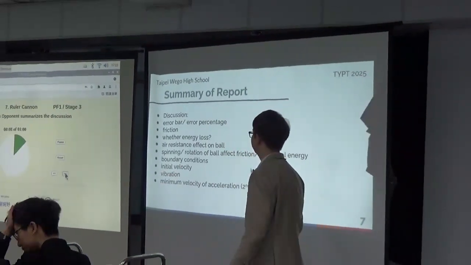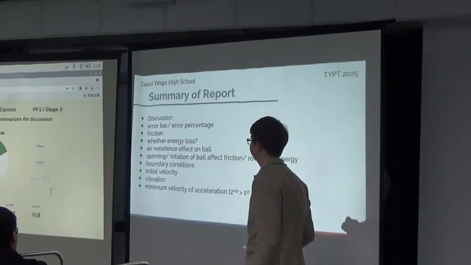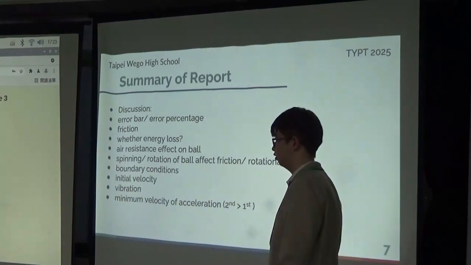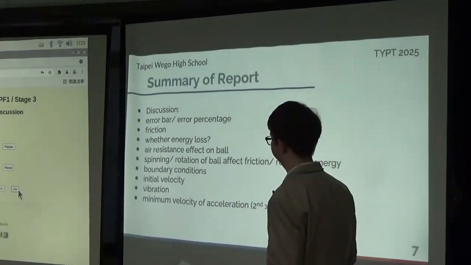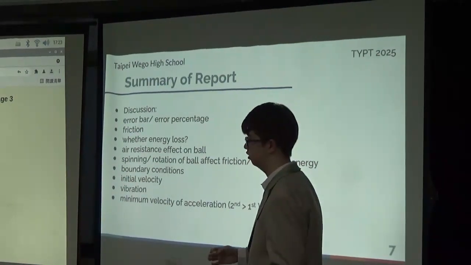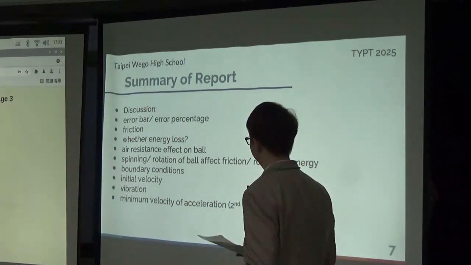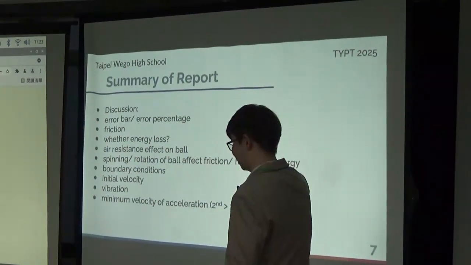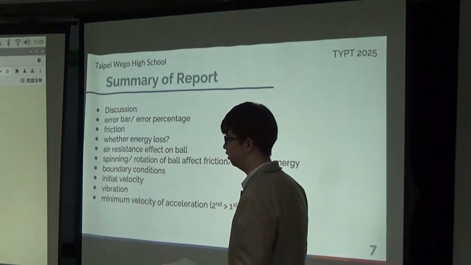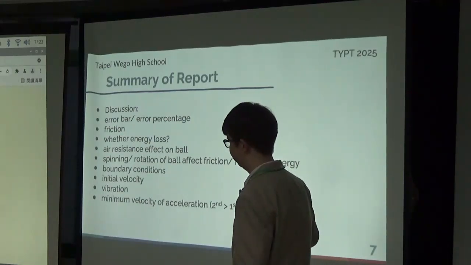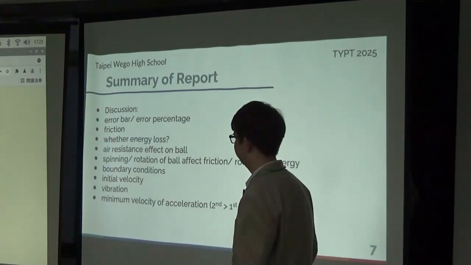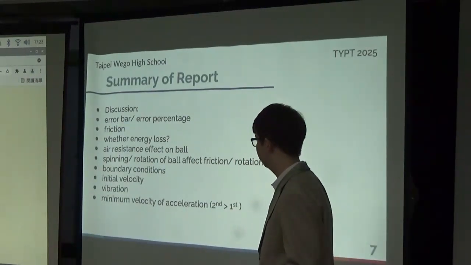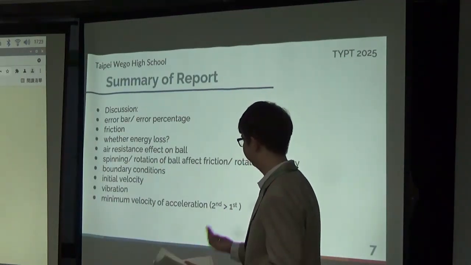Summarizing, I am the reporter. I discussed the error bar and error bar percentage, and also the use of friction inside the engine, and what energy losses could be seen in this experiment, and also the resistance effect on the ball. About the spinning or rotation, it includes friction, and it should probably include rotational energy, and also the boundary conditions that make the ball launch, and the definition of the initial velocity, as well as the vibration of the ruler, and also the minimum velocity of acceleration.